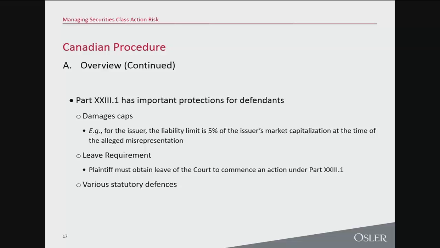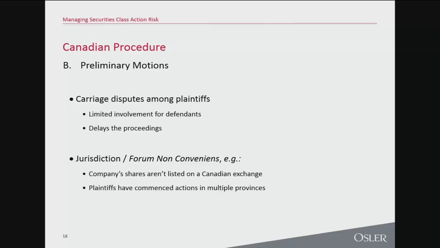So typically, the first order of business would be for the defendants to decide whether to contest the leave and certification motions. However, as I alluded to earlier, we are seeing more and more instances of multiple actions being filed by different consortiums of plaintiffs' law firms in either one jurisdiction or multiple jurisdictions within Canada. And this seems to occur more when the size of the company is the highest and the price drop the greatest, because the potential realization for the plaintiffs is higher.